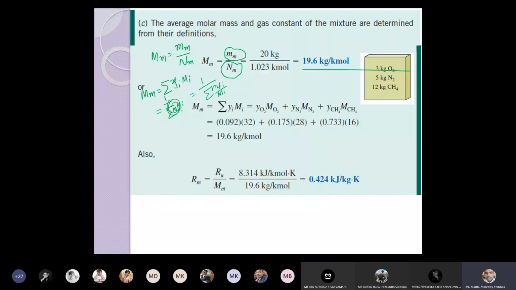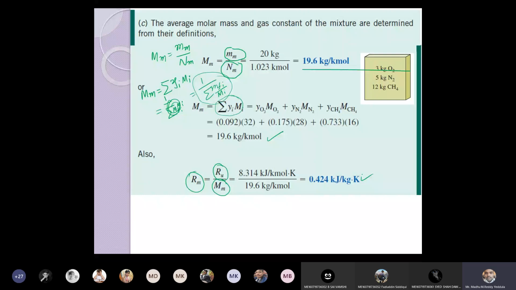So here I solved by using mole fraction. Even you can try with mass fraction, because we already have the mass fraction for the individual components. You will get the same value if you substitute the mass fraction also. And finally, the gas constant of the mixture is equal to the universal gas constant divided by the molar mass of the mixture. You will get the answer in kilojoules per kg Kelvin.